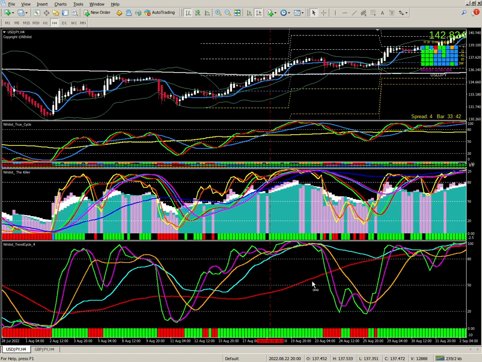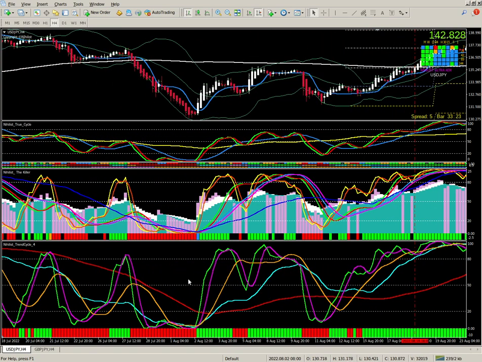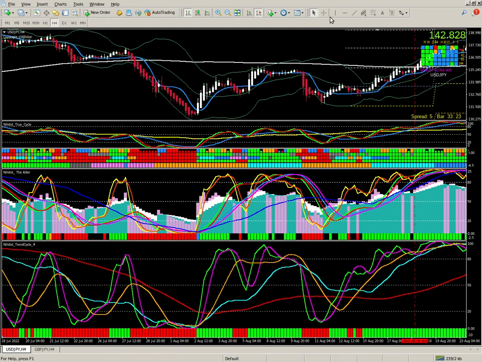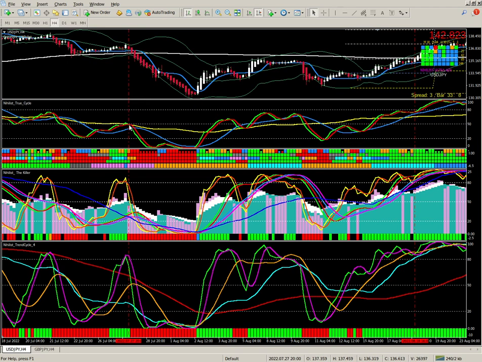Main chart: price candle color is red. Candle closed below the ALF in Nihilist Ultra ADX. The more red squares, the better for short trend. First sub-window, Nihilist True Cycle, NTC: red line above the lime line.